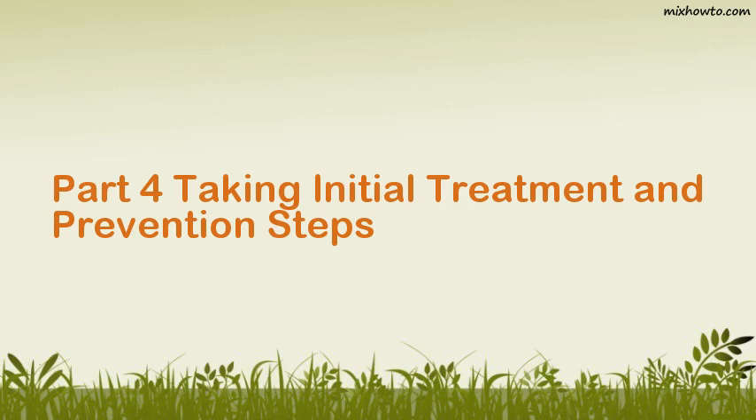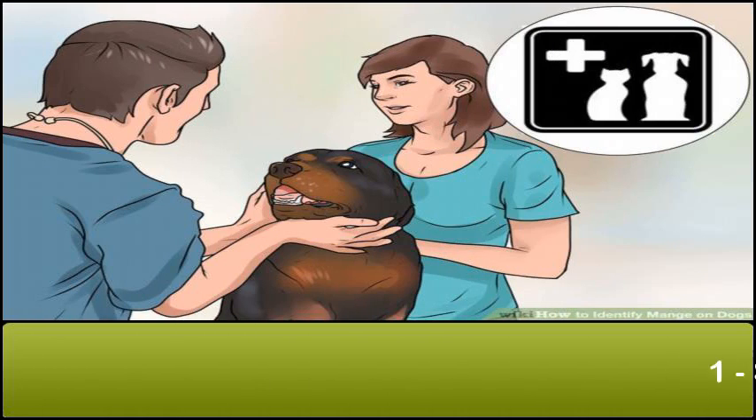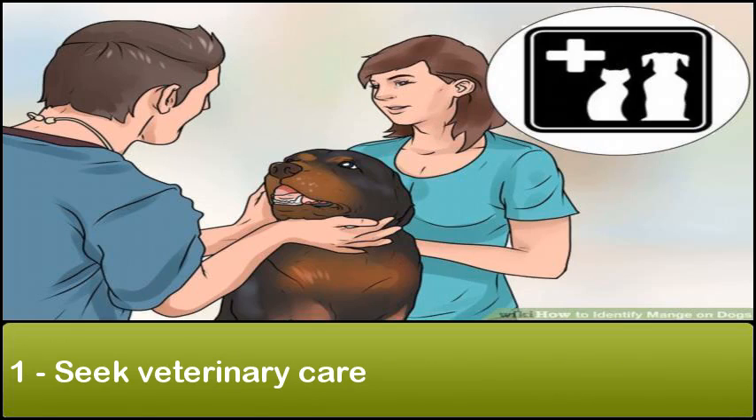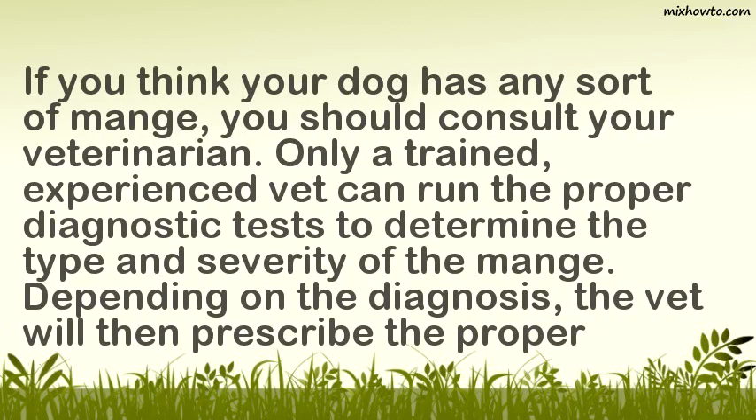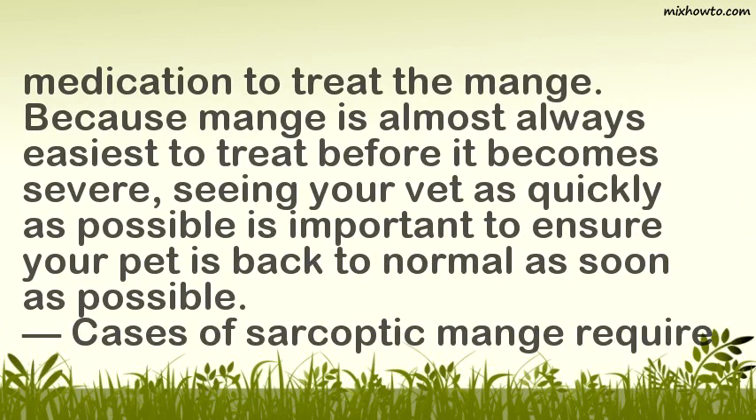Part 4. Taking initial treatment and prevention steps. 1. Seek veterinary care. If you think your dog has any sort of mange, you should consult your veterinarian. Only a trained, experienced vet can run the proper diagnostic tests to determine the type and severity of the mange. Depending on the diagnosis, the vet will then prescribe the proper medication to treat the mange. Because mange is almost always easiest to treat before it becomes severe, seeing your vet as quickly as possible is important to ensure your pet is back to normal as soon as possible.